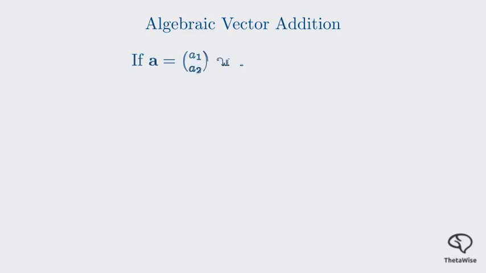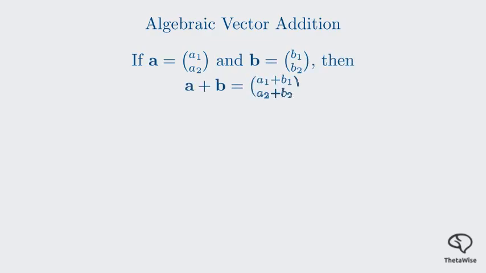With vectors in component form, operations become incredibly straightforward. In this scene, our objective is to define vector addition, subtraction, and scalar multiplication using their components. Algebraic vector addition is a direct translation of the geometric process. When we add two vectors, we simply add their corresponding components. So if vector A is A1 over A2 and vector B is B1 over B2, their sum is a new vector whose horizontal component is A1 plus B1 and whose vertical component is A2 plus B2.